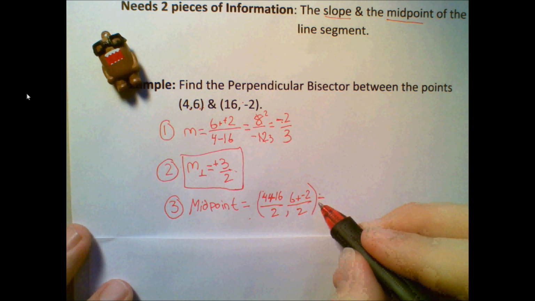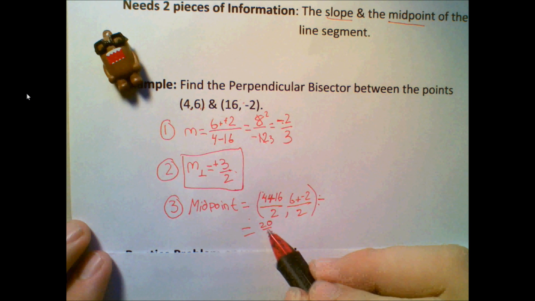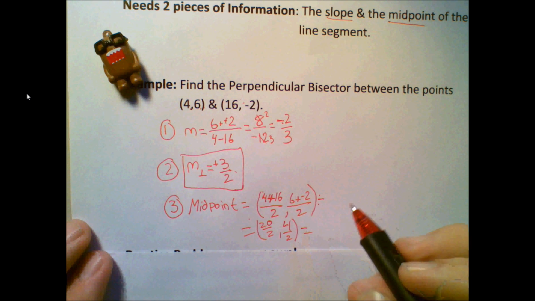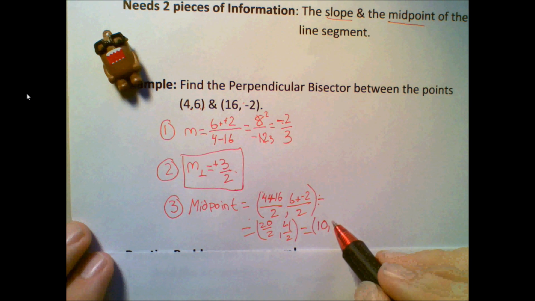We end up getting 20 divided by 2 and 4 divided by 2. And that gives us a final midpoint of (10, 2).